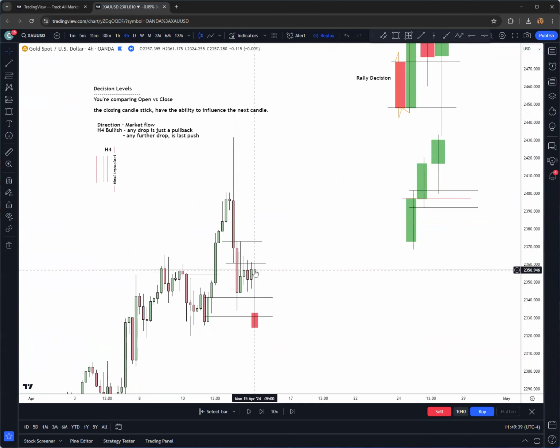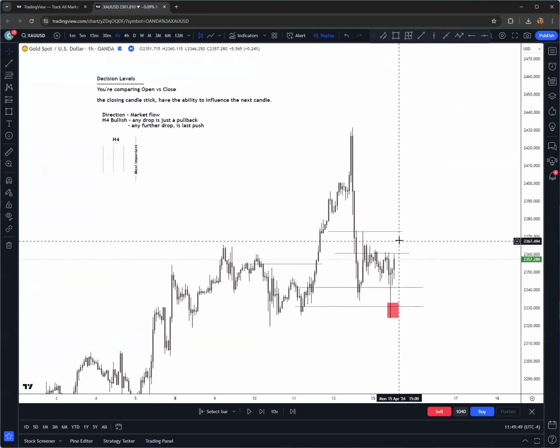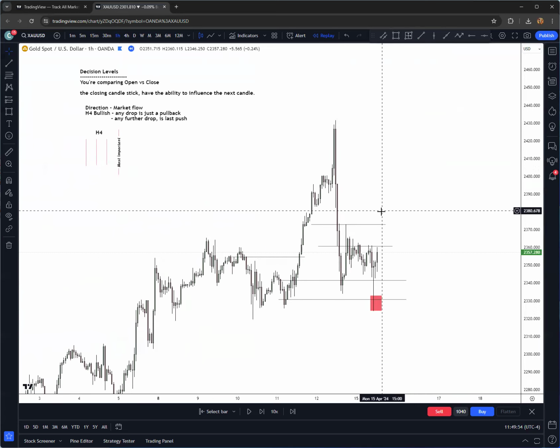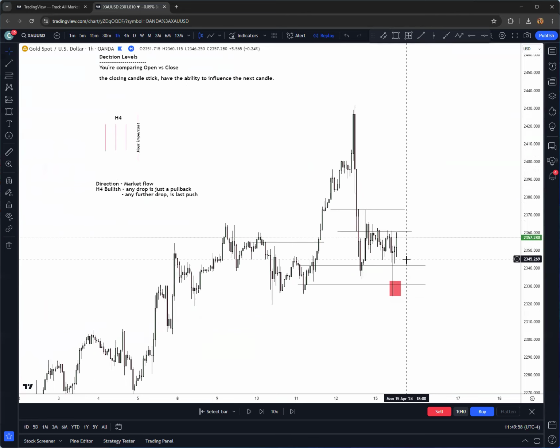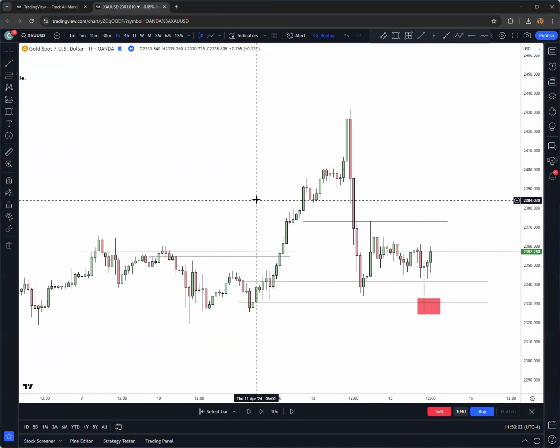This didn't close anywhere much, it just closed as a doji, right? So H4 closed here, so now you go to H1 just to see. H1 is closing bullish, so it has the ability to influence the next one. So now you could update your market flow and ask: did H1 break out? Let's take a look if H1 broke out.